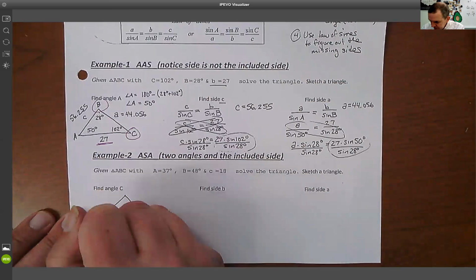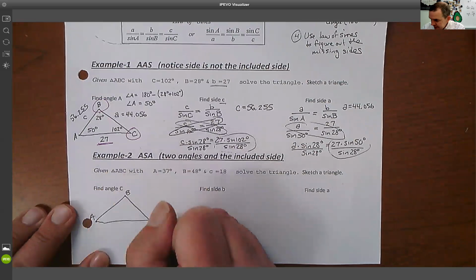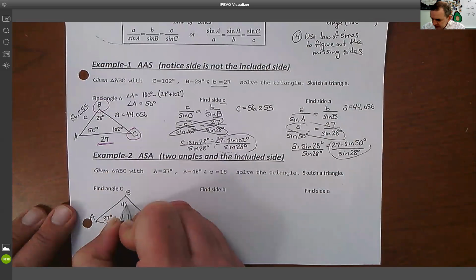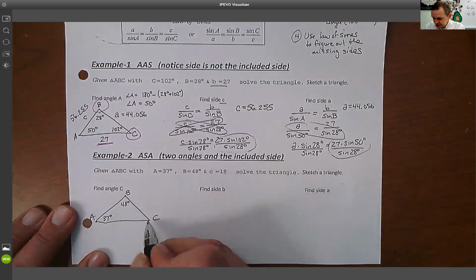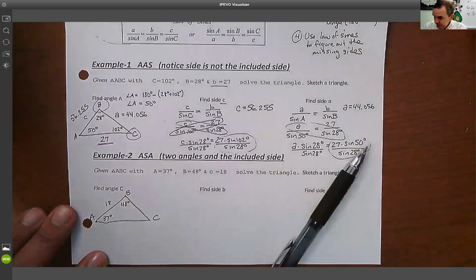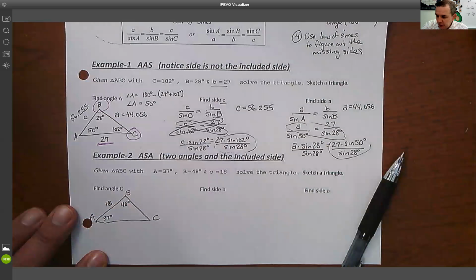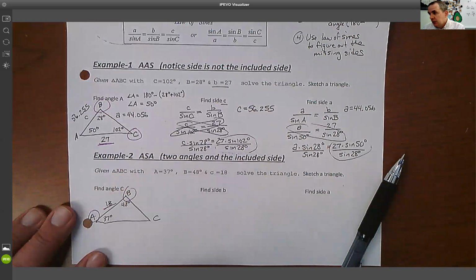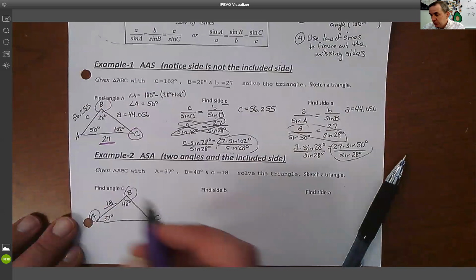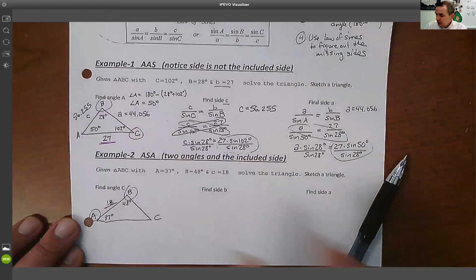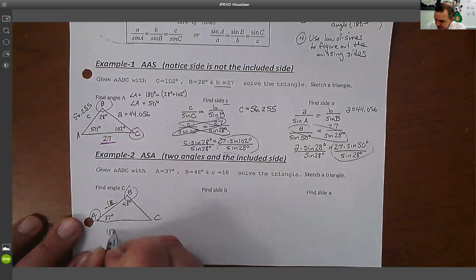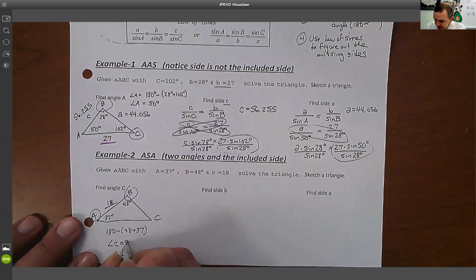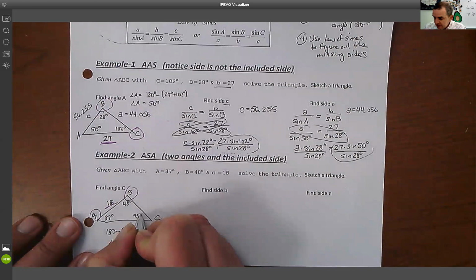Here's my triangle. A, B, C. I know that A is 37 degrees. I know that B is 48 degrees. But in this case, I'm given side C. Side C is across, that's 18. And what I notice is I'm given two angles, but I'm given the side in between. But the process is still the same. I'm going to figure out the measure of that missing angle. I'm going to do 180 minus 48 plus 37, and that's going to tell me that angle C is actually 95 degrees. So this is 95 degrees.